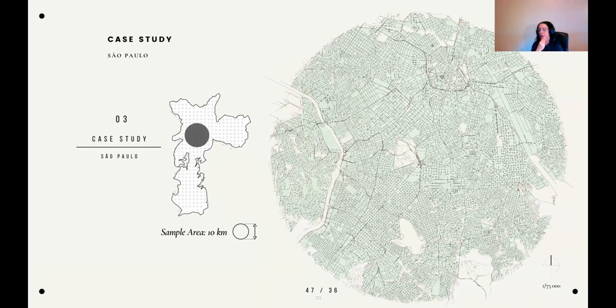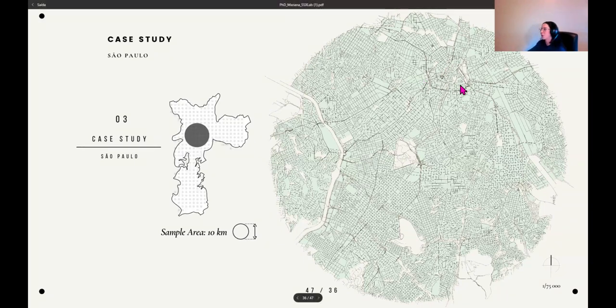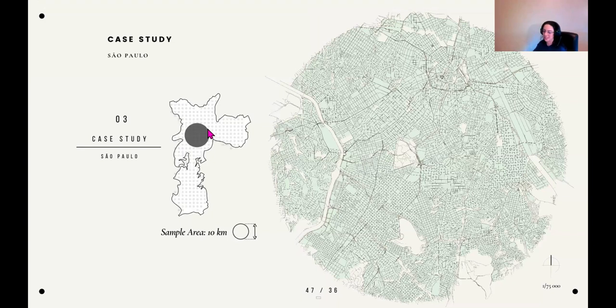We selected a simple area of 10 kilometers diameter, sorry. And this area, I don't know if most of you have been to São Paulo. It's the central area of São Paulo. There's the historical core here. But of course, it's just a tiny sample of the city compared to the whole perimeter of the city.